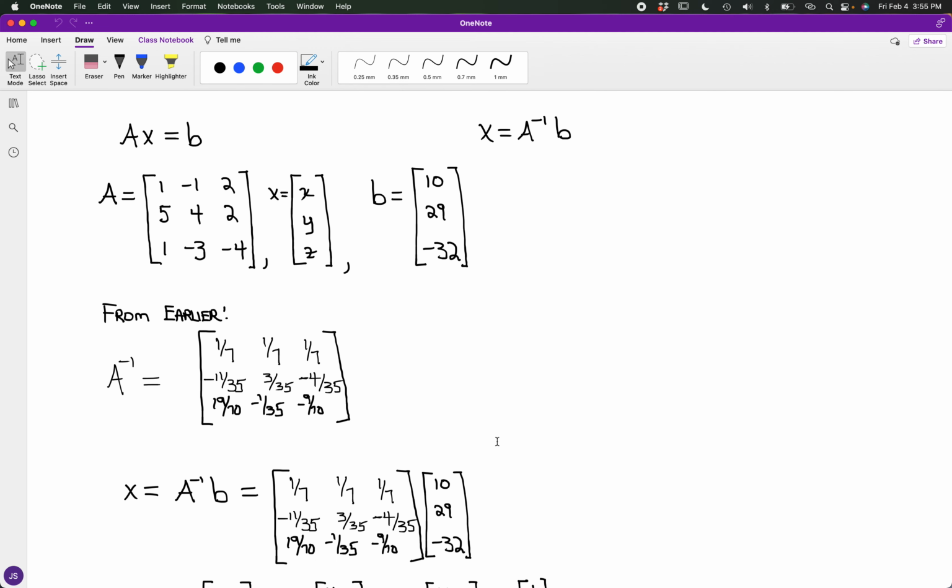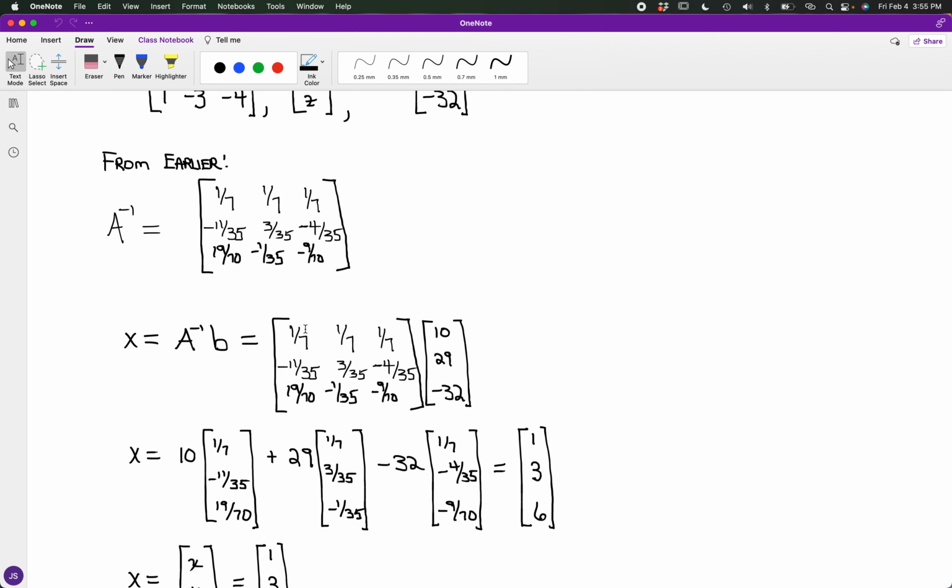And so just looking at partitioning out, I'm going to have 10 over 1/7, negative 11/35, and 19 over 70. 29 is going to be over 1/7, 3/35, and negative 1/35. And I have minus 32 over 1/7, negative 4/35, and negative 9 over 70. And just consolidating, I come out to 1, 3, and 6. And again, this X is the solution matrix. And again, just the general case setup.